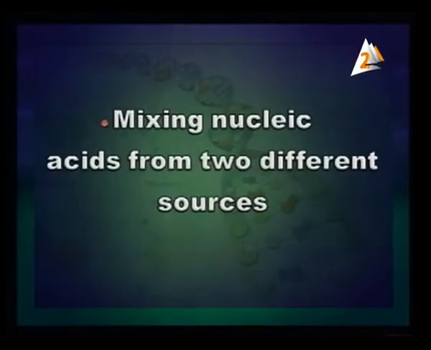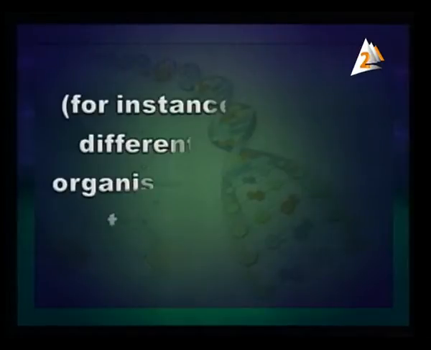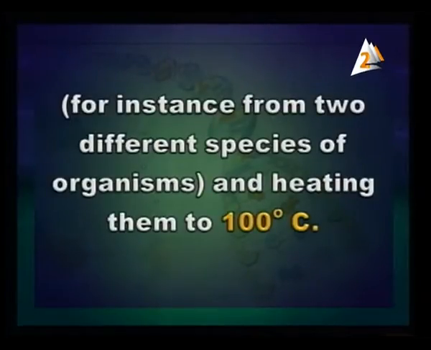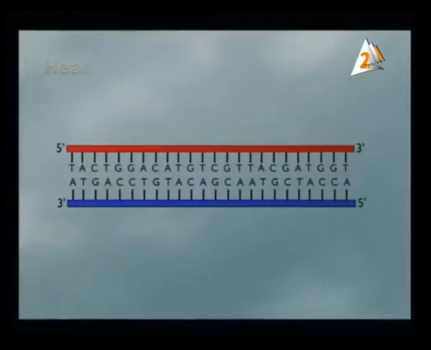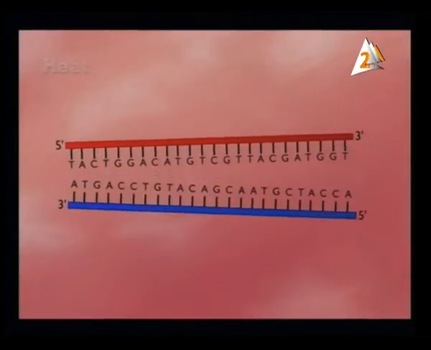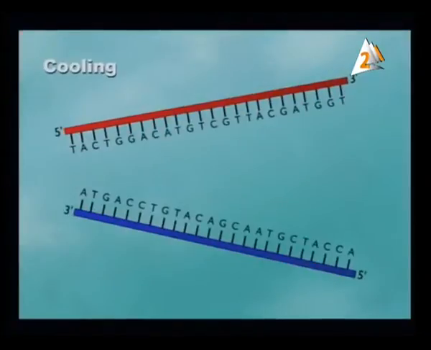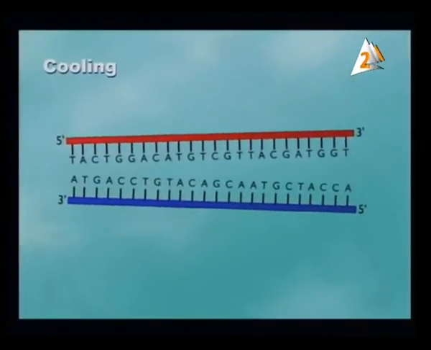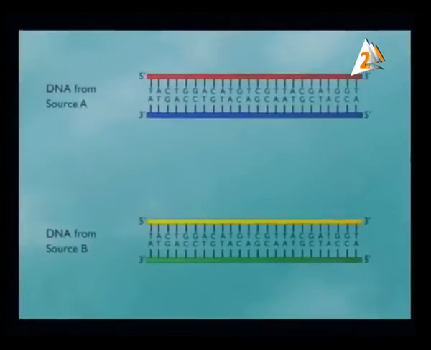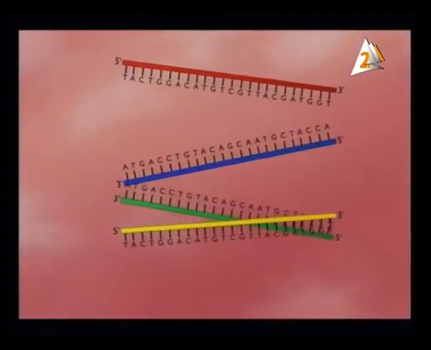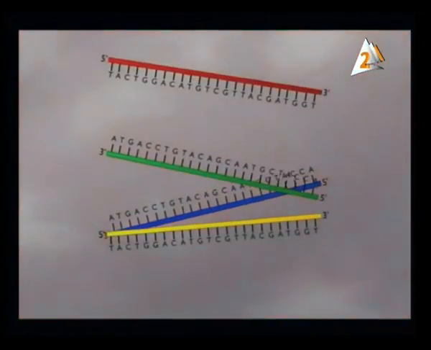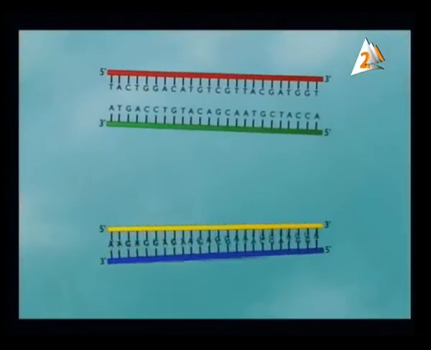will understand. Mixing nucleic acid from two different sources, for instance from two different species of organisms, and heating them to 100 degrees. When the mixture is allowed to cool, some of the original helix will reform, but any new hybrid double-strand helix will form, each made up of one strand from each source.